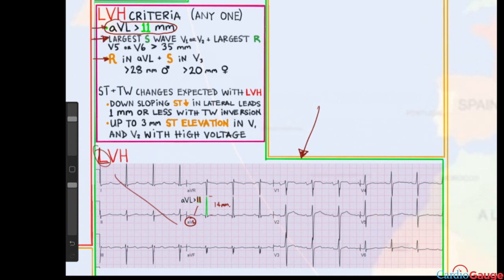All right, let's look at the second criterion, the largest S wave in V1 or V2. So that's the downstroke, the S wave, plus the largest R wave in V5 or V6, that's this guy, the R wave. If those two things added together are greater than 35 millimeters.